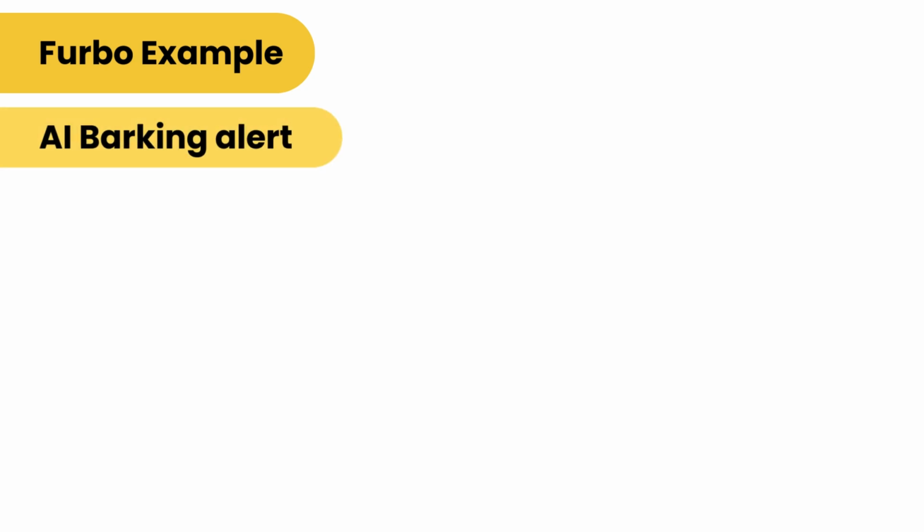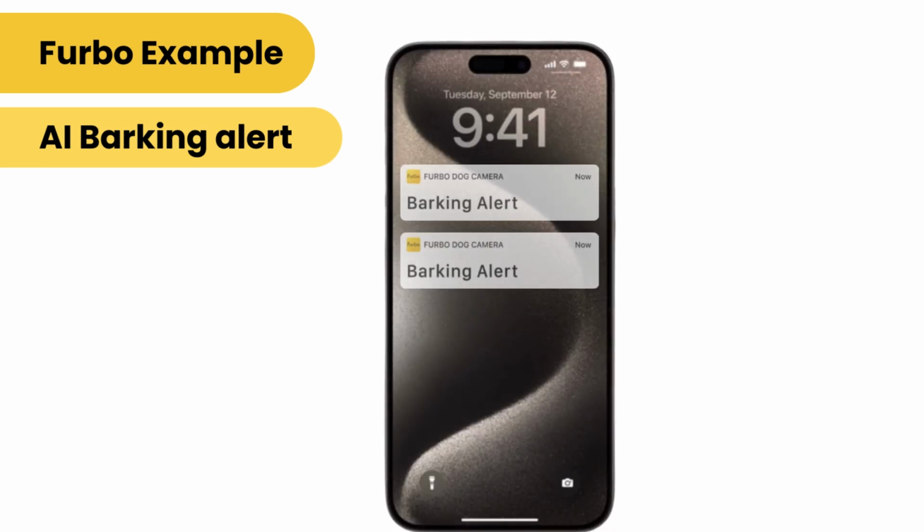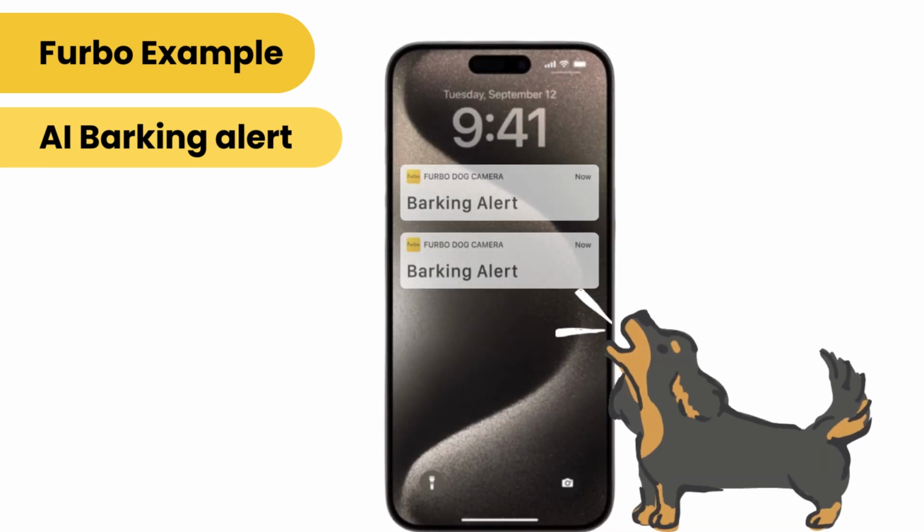Okay, let's take a Furbo example we all know, our AI barking alert. It used to send out a lot of false alarms, right? Sure, Sunny, the Furbo barking alert is a perfect example of how we can apply levels of perspective to improve our product and customer experience.